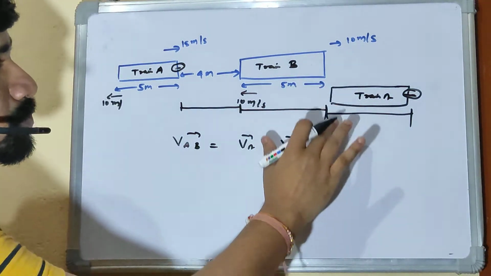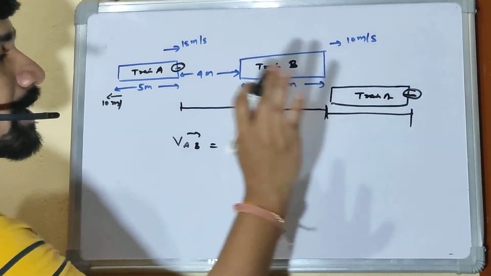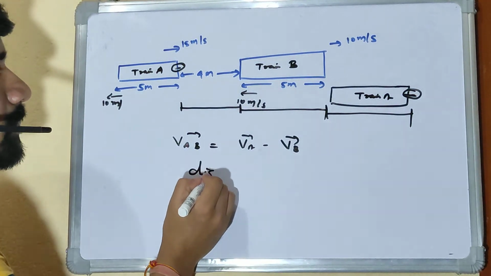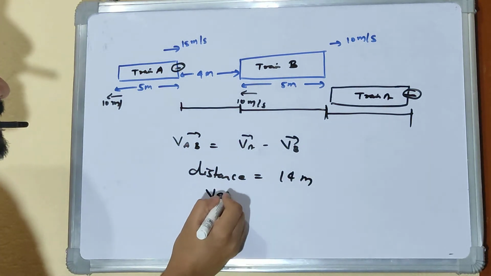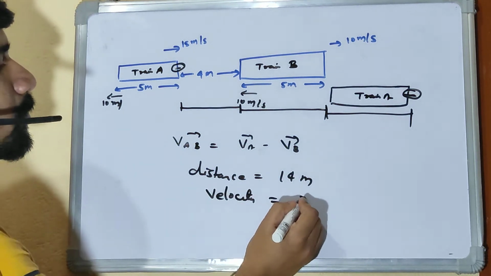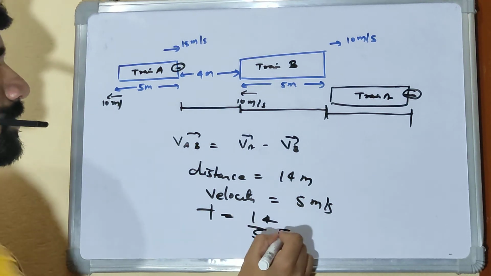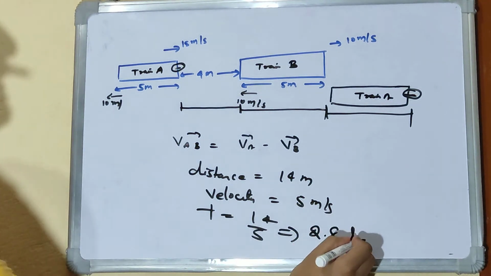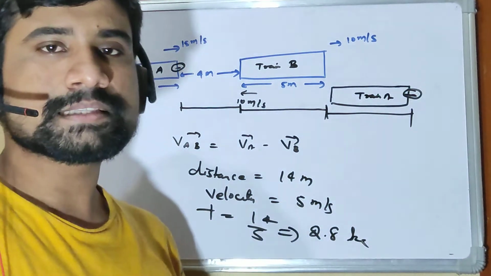Completely overtaking means there is no part which is overlapping now. So the net distance is 4 plus 5 plus 5, which is 14 meters it has to cover, and the relative velocity is 5 meter per second. Time is nothing but distance by speed, which is 14 by 5. You can easily calculate this is 2.8 seconds. So after 2.8 seconds, train A will overtake train B easily, right?